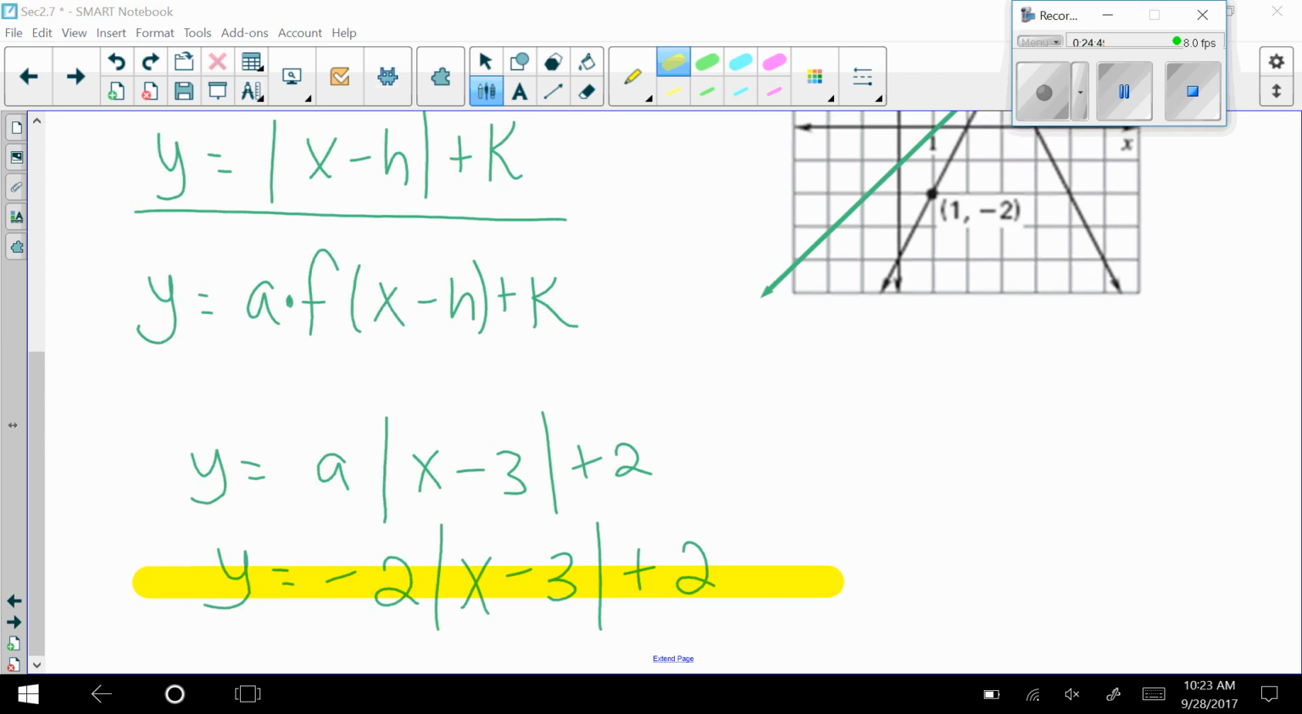So here you can see the equation y equals -2 times the absolute value of x minus 3 plus 2 is our equation for our vertically stretched, horizontally and vertically shifted, and reflected absolute value graph.